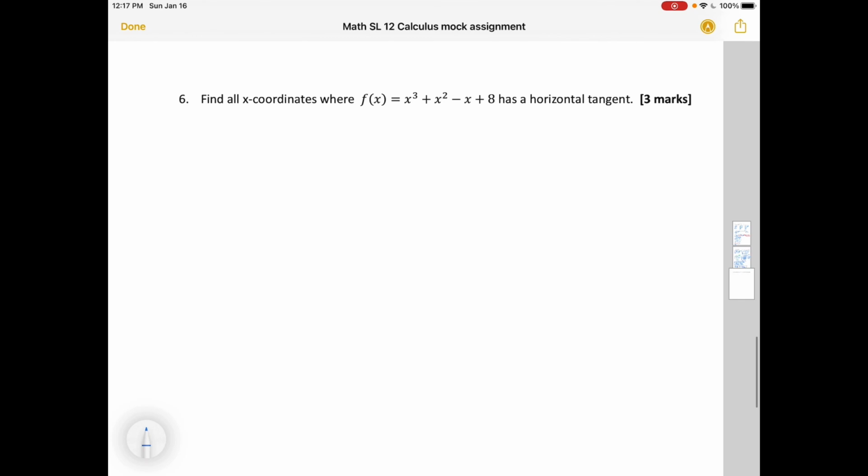Lastly, we're wondering about where the x-coordinates are where this has a horizontal tangent. So that means where is slope 0? So let's differentiate. We get 3x squared plus 2x minus 1. And how we should read this: anytime it says f prime or y prime or dy by dx, that just means the slope or the tangent slope. So where is it horizontal? Wherever this is equal to 0.